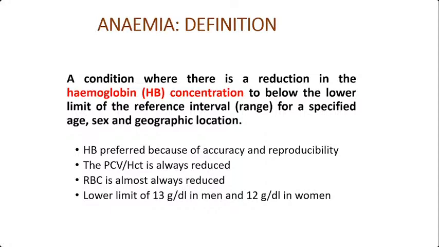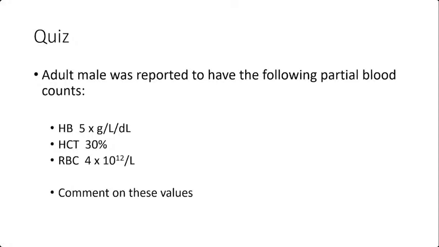And in men, we usually use 13 grams per deciliter, or 13.5 is also used quite often. And for women, the lower limit is 12 grams per deciliter. So this definition is important for you because that's what we want you to be using whenever you're deciding whether anemia is present or not.